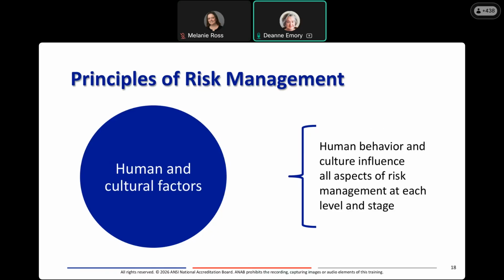Human behavior and culture significantly influence all aspects of risk management at each level and at each stage of planning. Here, we should be able to see how important it is to look both internally and externally. For example, we know our internal culture, but what about our customers? Do we need to be aware of differences between our cultures? Considering human and cultural factors has a potential of minimizing cultural faux pas when working with external stakeholders.